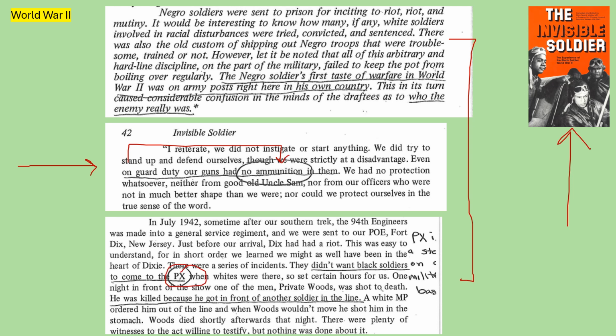The PX: every military base has some sort of PX, or post exchange. This is a store, and on this military base, he's telling you the story here of how black soldiers were not allowed in the PX during certain times.